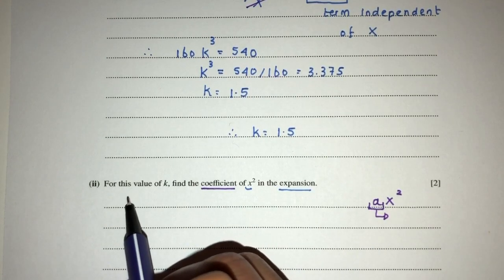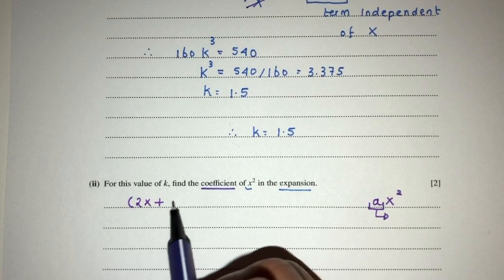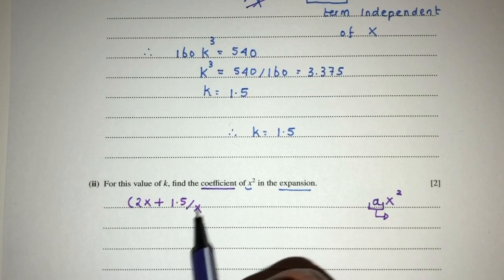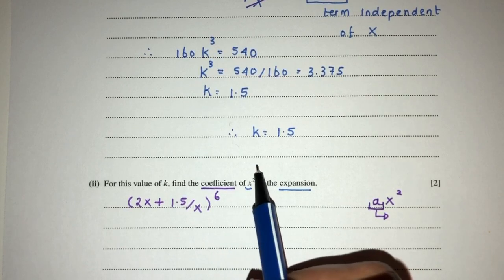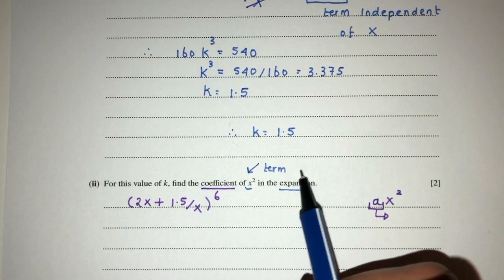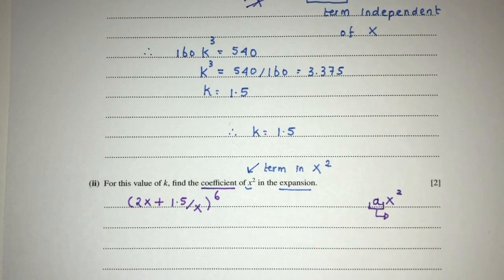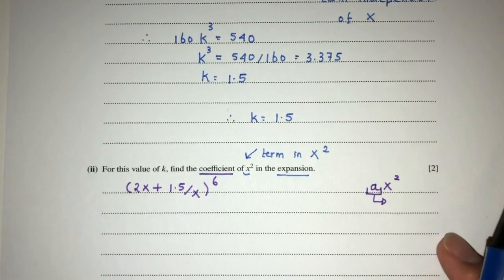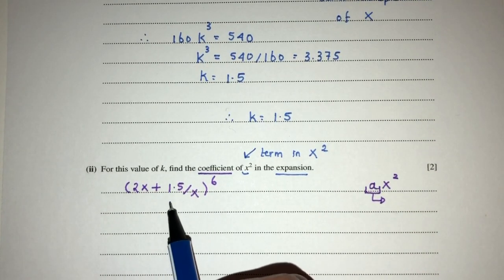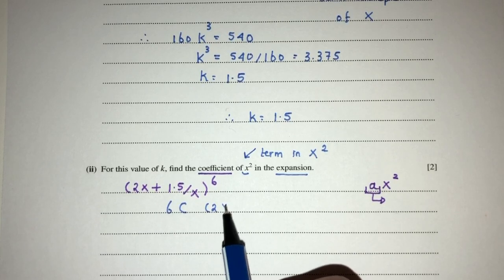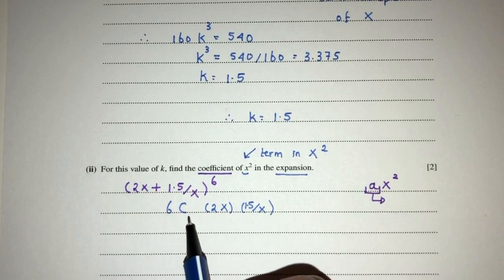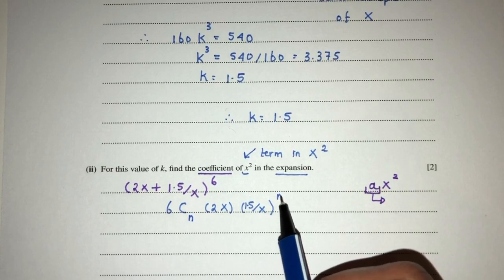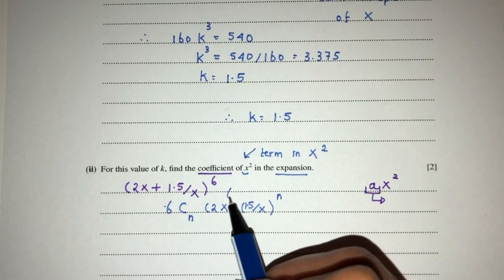So right now we have 2x plus k, which is 1.5, over x, all to the power 6. In this expansion, we are trying to find the coefficient of x squared. So we only care about the term in x squared. Same concept again, we have to expand. You will have 6 choose something, you will have 2x, and here you will have 1.5 over x. Now, we have to choose a number here. This will be the same as this one according to the formula, and this will be 6 minus n.